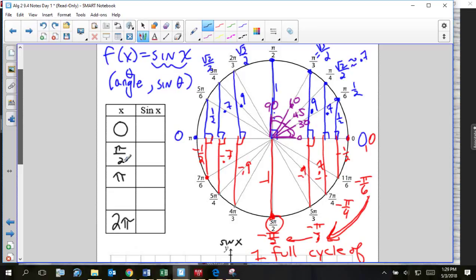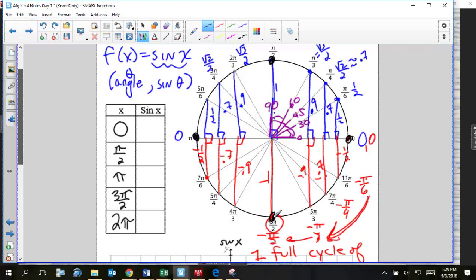And what is exactly in the middle of pi and 2 pi? If you're not sure, look at your unit circle. What's exactly in the middle of pi and 2 pi? 3 pi over 2. So I'm using the key points from the quadrantals, the ones that are on the x and y axis.